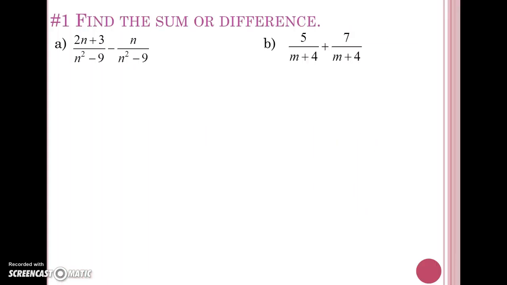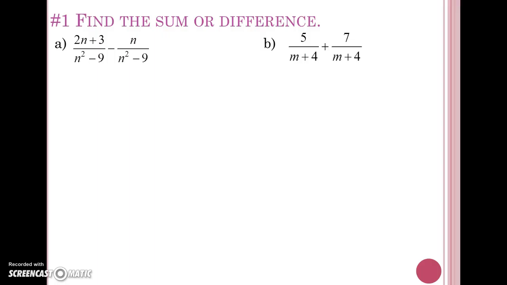For this lesson, we're going to be learning how to add and subtract rational expressions. So what you saw from your warm-up is that you have to have like denominators in order for you to be able to add these. So easing into it, for number 1, one thing that you notice is that they both have the same denominator, n squared minus 9 and n squared minus 9.